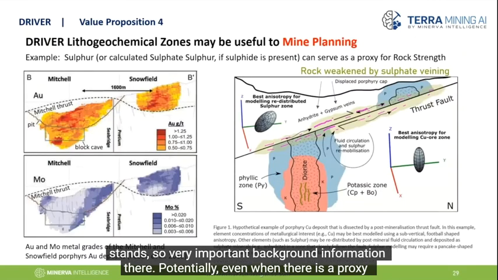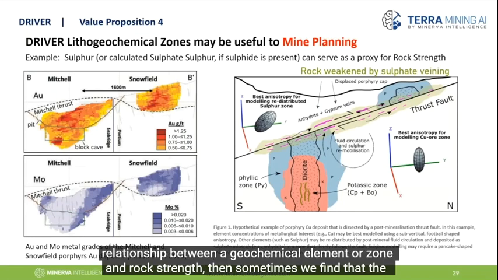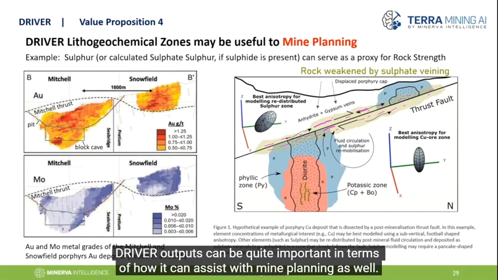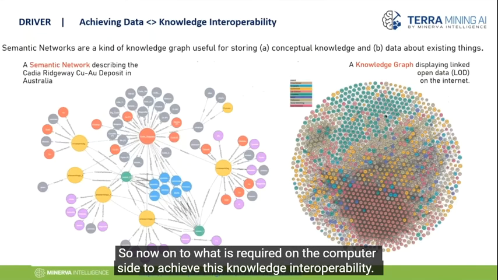And potentially even when there is a proxy relationship between a geochemical element or a zone and rock strength, then sometimes we find that the Driver outputs can assist with mine planning as well. So now on to what is required on the computer side to achieve this knowledge interoperability.